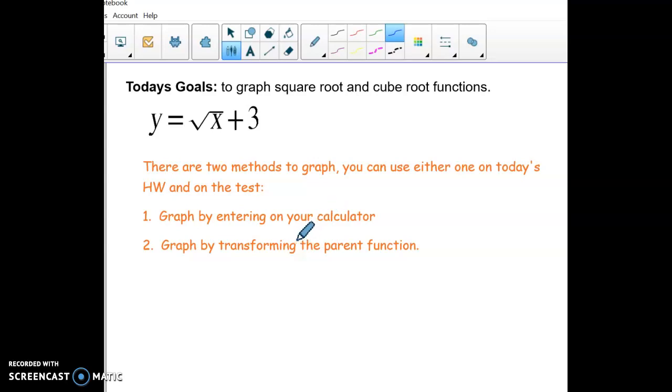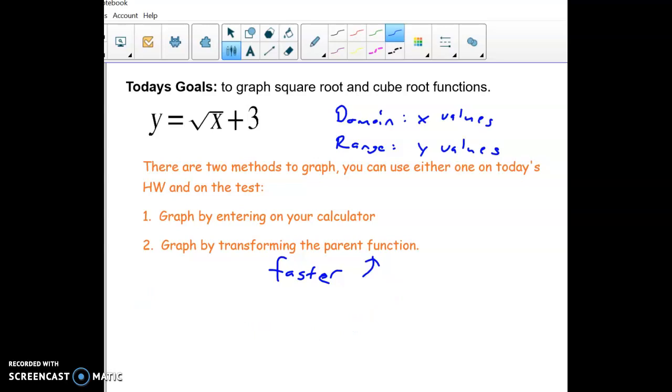And then you can also transform them. This one's actually going to be faster, if we've gotten good at the transformations at this point. Along the way, we'll also talk a little bit about domain and a little bit about range. Maybe we want to jot down notes here. Domain is the x values, what values are possible for x, and range would be the y values, the set of all possible y values.